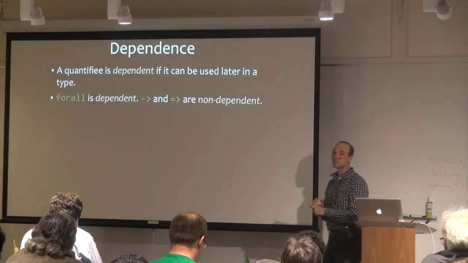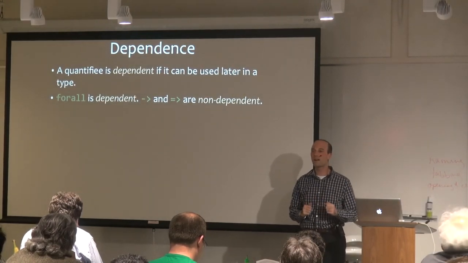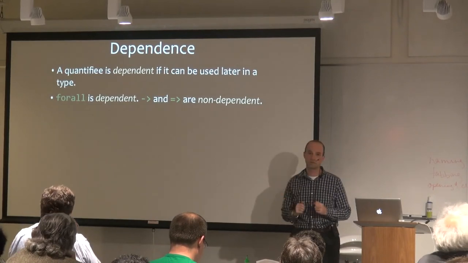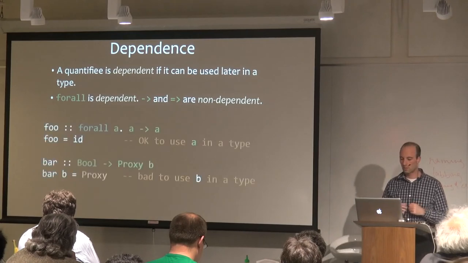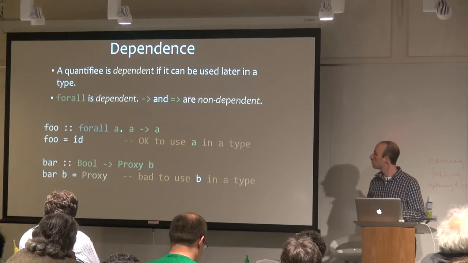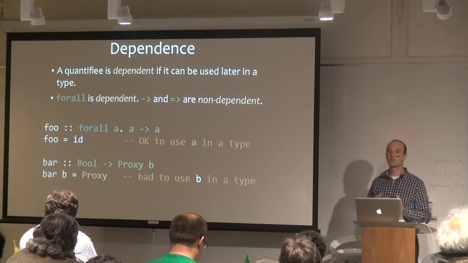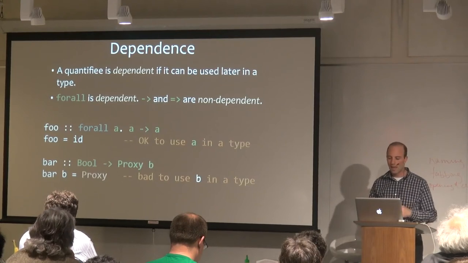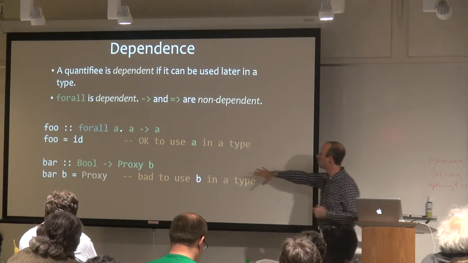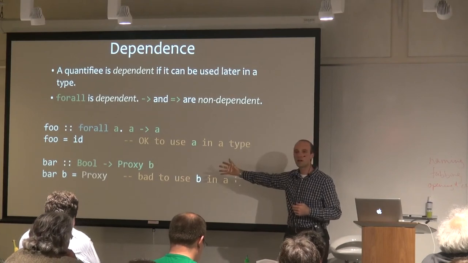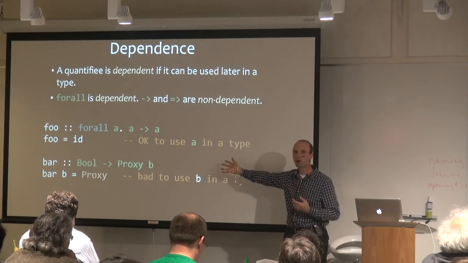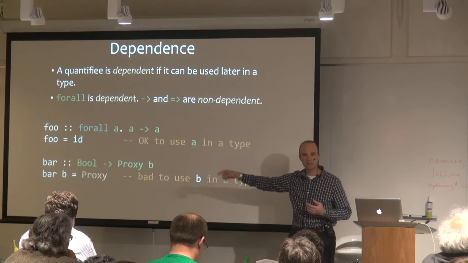Then there's dependence. This is whether or not the quantifier can be used later in the type. So forall is dependent, and the others are non-dependent. Here, foo makes good sense, right? I can use a later in the type. And down here with bar, we can't do that. I have a hard time even parsing what that means exactly.